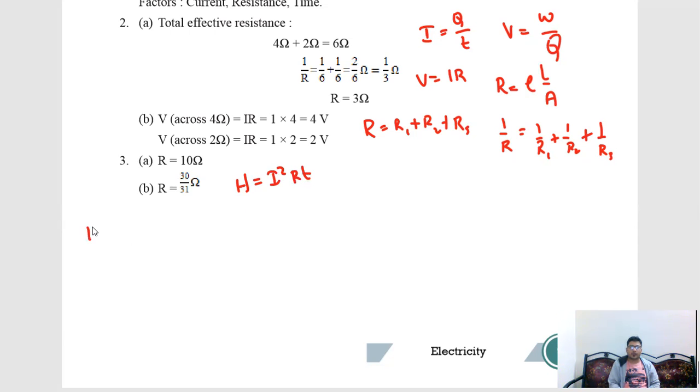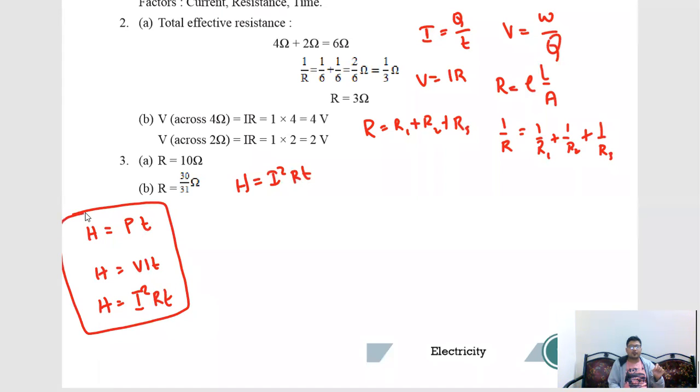How did you get this one? We know H, heat, is nothing but power into time. This is one formula. H is equal to power, which is V into I into T. This is another formula. We know H is equal to I square RT because V is equal to IR and we are substituting. So guys, regarding heat, if they ask any question according to the given data, you can use one formula from these three formulas you got for heat.